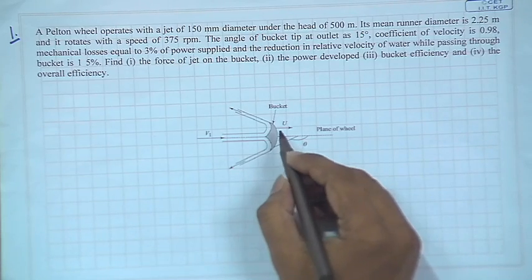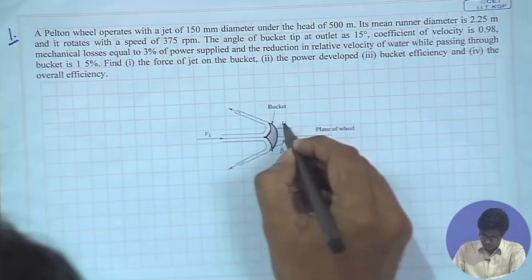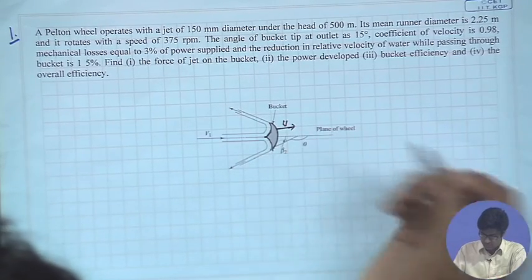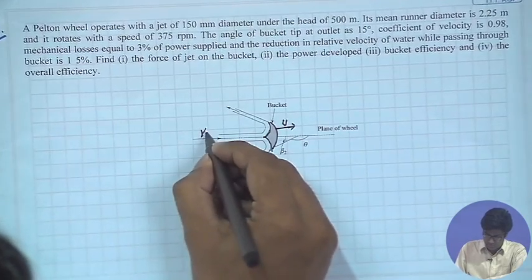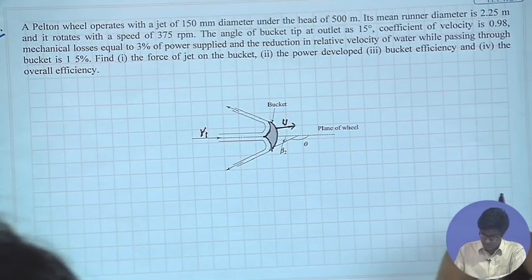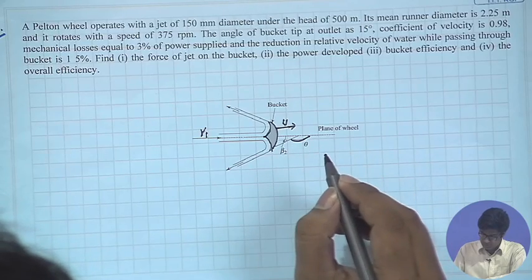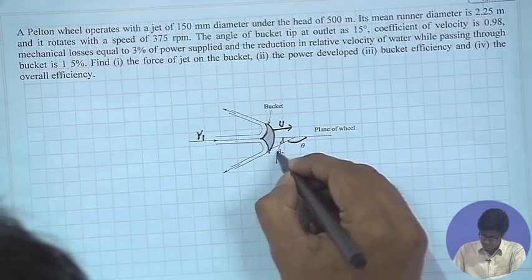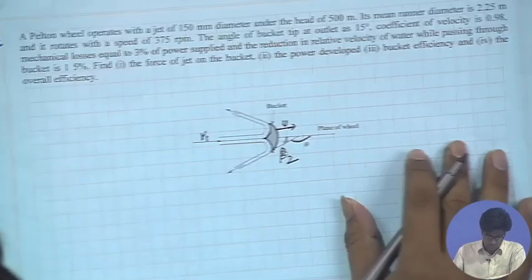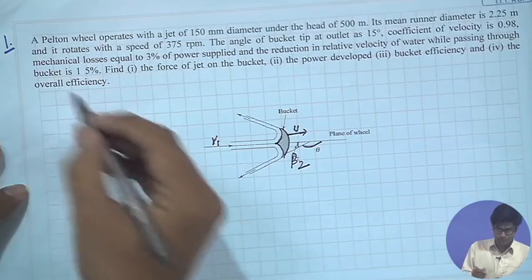So as you can see, this is the bucket of the Pelton wheel. This is the peripheral velocity of the bucket. This is the absolute velocity of water at the inlet, or the jet velocity. This is the angle by which the jet gets deflected after it hits the bucket, and this angle is beta 2. So let me write the parameters that we are given.